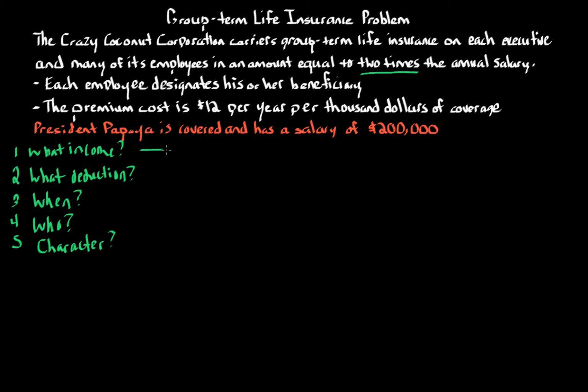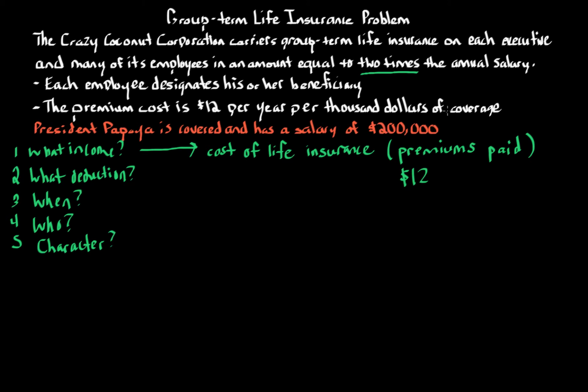But what we're looking at here is the actual cost of the life insurance. So the premium is paid by the employer, by Crazy Coconut Corporation. Because think about it. If you had life insurance on your own life and your employer did not provide that, what would you have to do? You would have to contact an insurance company, go through a policy, and pay premiums during the year for that policy coverage. Crazy Coconut here is paying for that policy coverage. And that policy coverage is $12 per year per $1,000 of coverage.